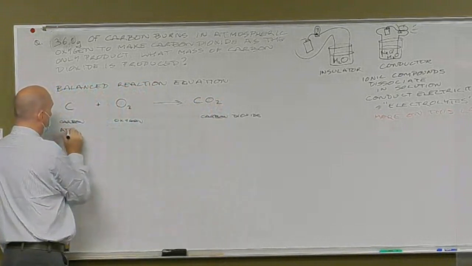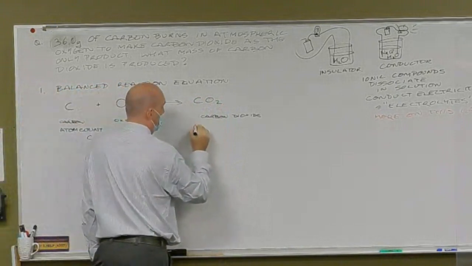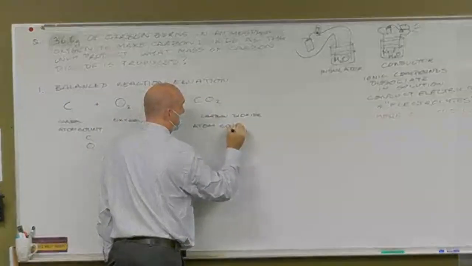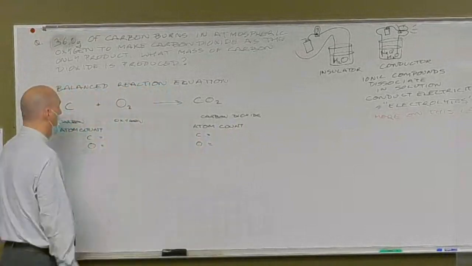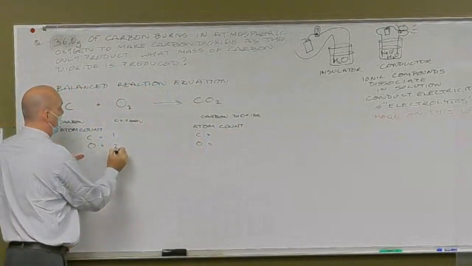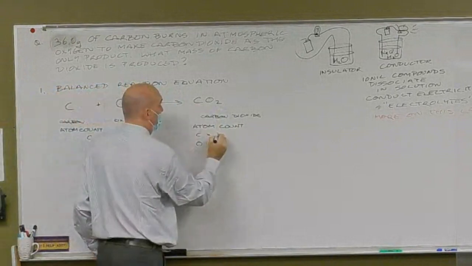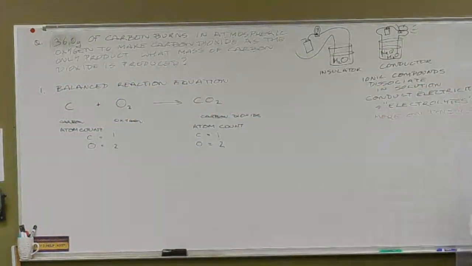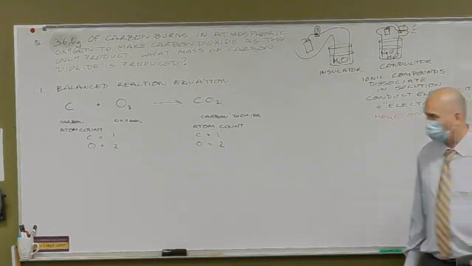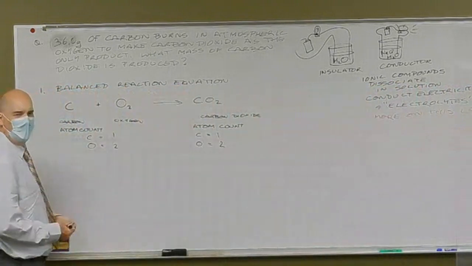Here's how we balance a reaction. We do an atom count. On the left, there is 1 carbon and 2 oxygens. Here's the 1 carbon, and then look, 2 oxygens. And on the right, there is 1 carbon and 2 oxygens. Oh, that one was easy. It's our first time doing it. It's going to be easy. Okay. I have written a balanced equation that describes this.